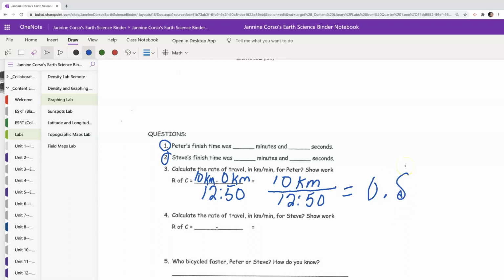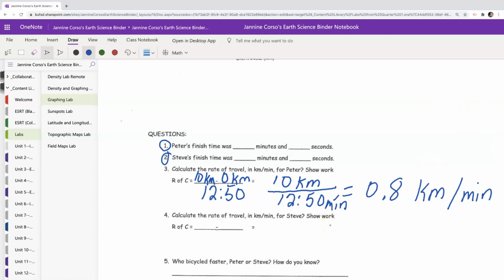Oops, sorry about that. Let me erase that and make it a little clearer for you. Let me slow down here a bit and write it nicer. That should be a total of 0.8, and it's going to be kilometers per minute. Again, you're just taking the total distance and dividing it by the time.